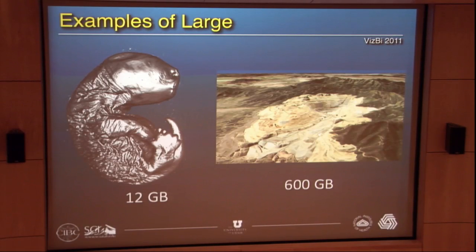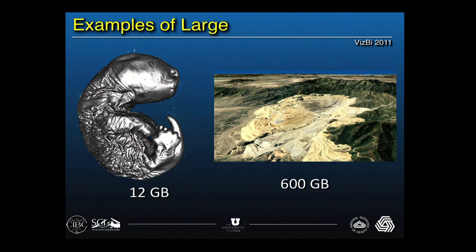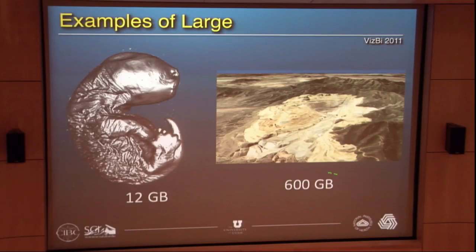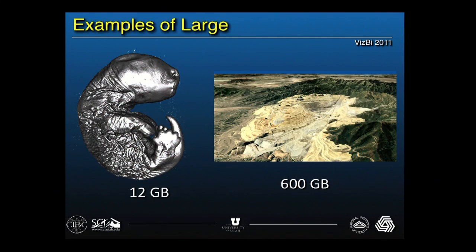Here's an example of a 12 gigabyte data set rendered. This is from a micro CT data set. Here's an example out of a 600 gigabyte data set. This is obviously a landscape. This happens to be a big open pit copper mine in Salt Lake City that we see out our windows every day. And large can be coming from all different aspects of science and medicine.